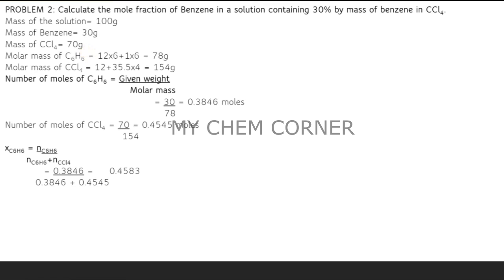Alright, so mole fraction as such is a very simple problem. All that you have to do is start from the calculation of molar mass, then move to number of moles, and then move to mole fraction.